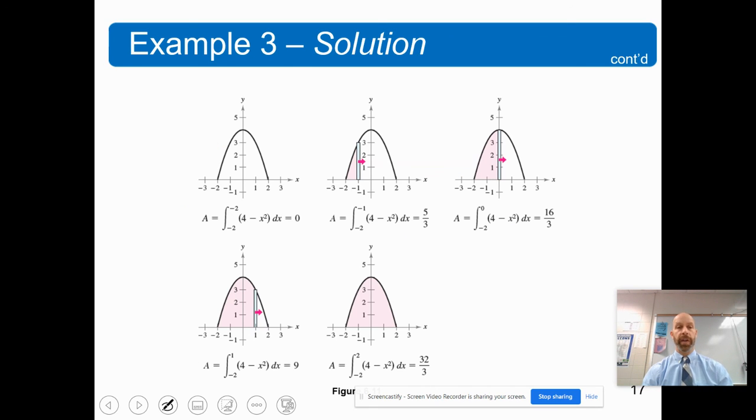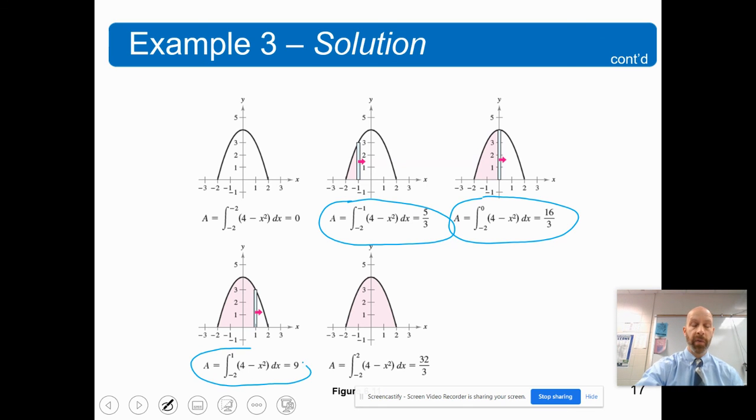So if we look at our first image here, this is if we integrated from negative 2 to negative 2, which means we're not integrating anything, so we get an answer of 0. If we look at our second example here, we can integrate from negative 2 to negative 1. That gives us an area of 5/3. We could also integrate from negative 2 to 0, the exact same function. Here we get 16/3. We could integrate from negative 2 to positive 1. That gives us an exact area of 9. That's kind of cool. Or we could just go ahead and integrate over the entire interval from negative 2 to 2 and get a total area of 32/3.